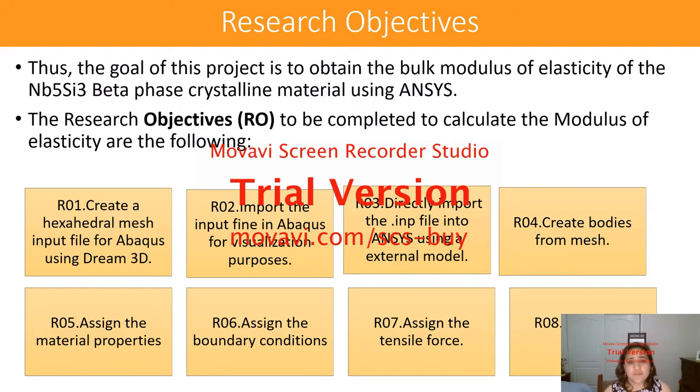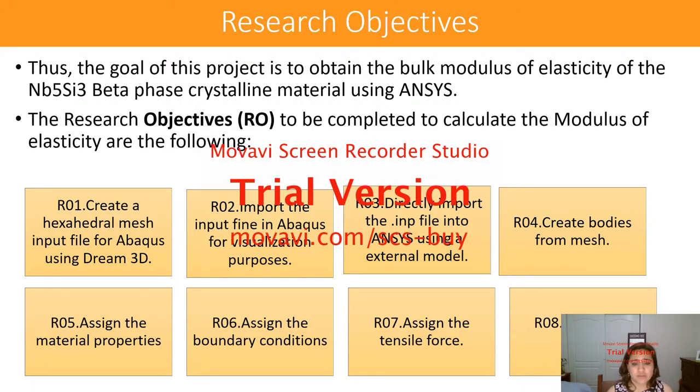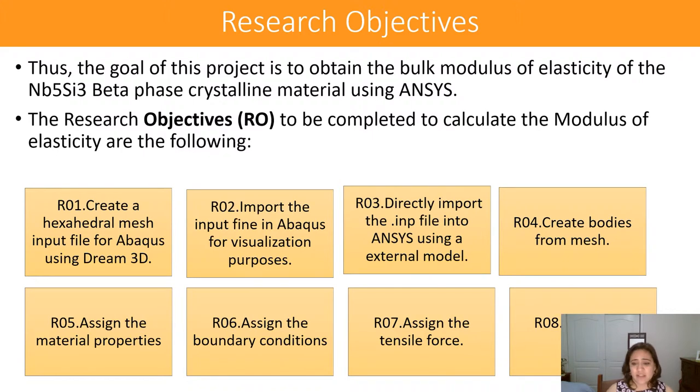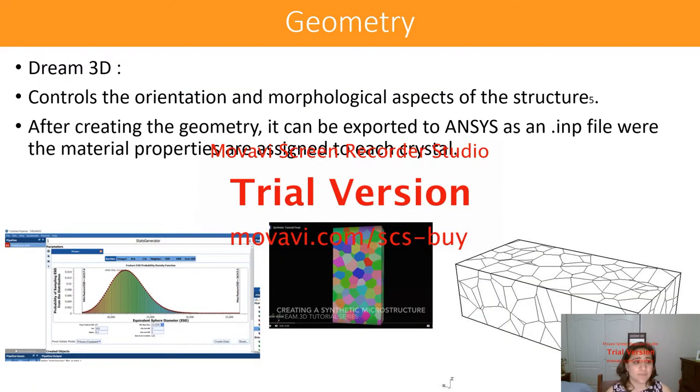Therefore, the goal of the project is to investigate the niobium silicide polycrystalline material using ANSYS. In order to do this, first we need to create a hexahedral mesh using Dream 3D, then import the file into Abaqus, then into ANSYS, and then create the properties, boundary conditions, tensile forces, and obtain the strain, and in that way the modulus of elasticity.